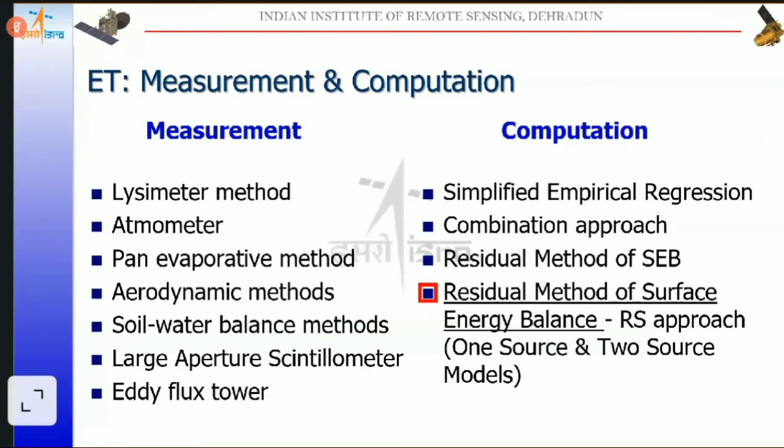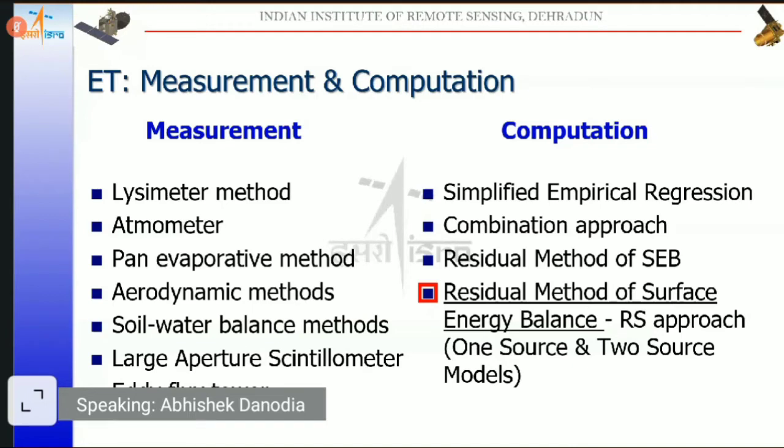So very first, if I'm talking about the measurement of evapotranspiration, there are a number of methods, like the lysimeter, a very specific instrument and the most precise and accurate method or instrument used for measurement of crop evapotranspiration at field scale. Then atmometer, pan evaporimeter, aerodynamic method, soil water balance method, large aperture scintillometer, eddy flux towers. These are the specific instruments or methods used for measurement of evapotranspiration.